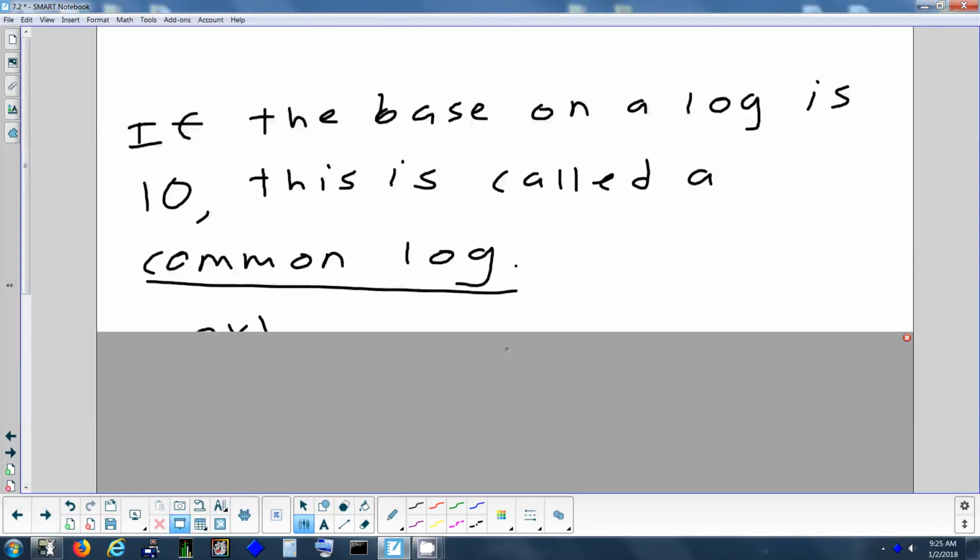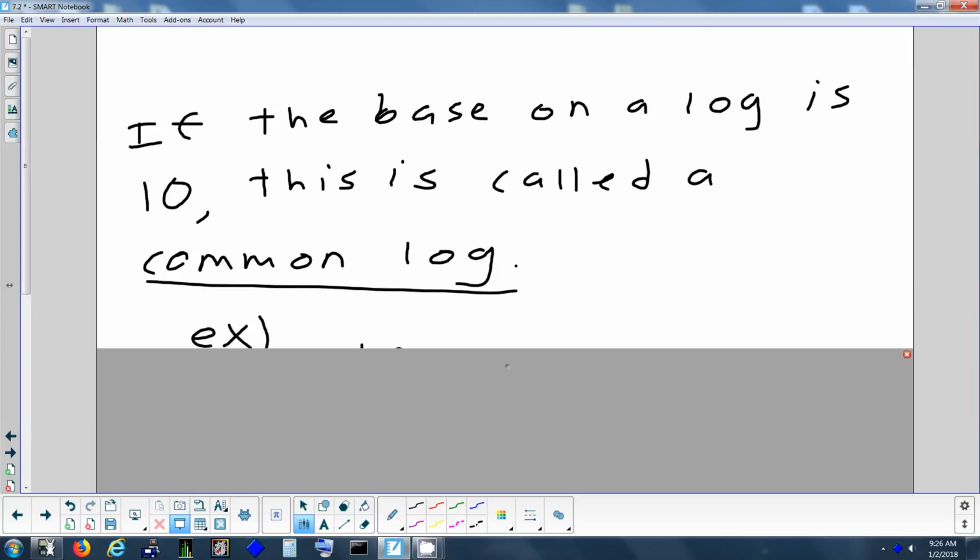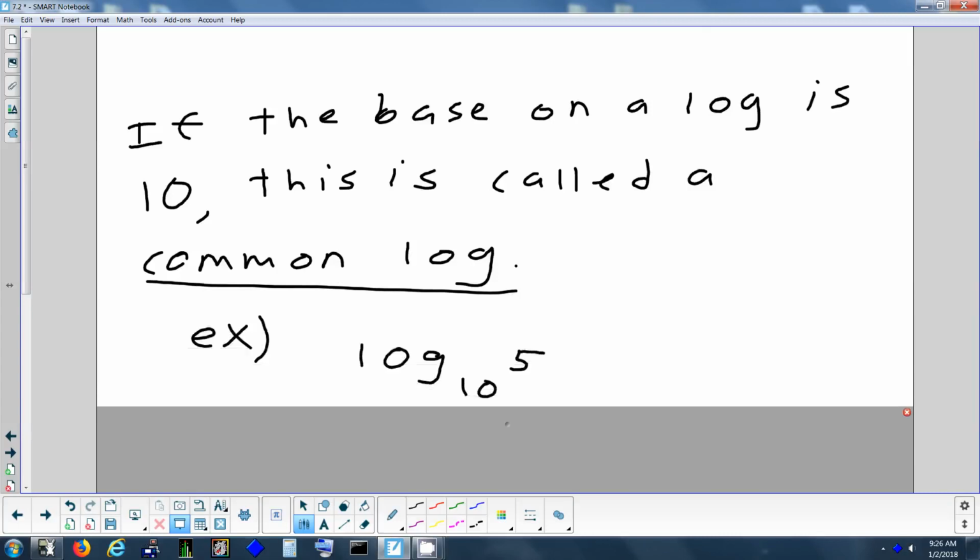All right, let's look at this. I told you there were 2 logs that had special names. This is the other one. Common log. If you're doing a log and the base is 10, that's called a common log. So if it's a base 10, it's a common log. If it's a base e, it's a natural log. If it's anything else, there's no other special name. You just say it's a log base 7 or log base 8, whatever it is. So that's an example of a common log.